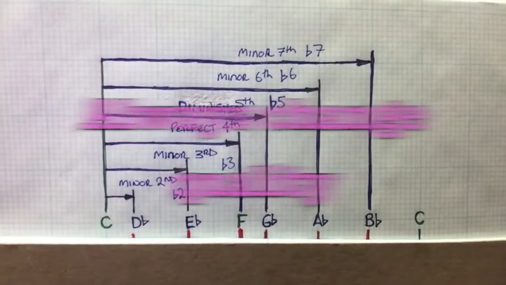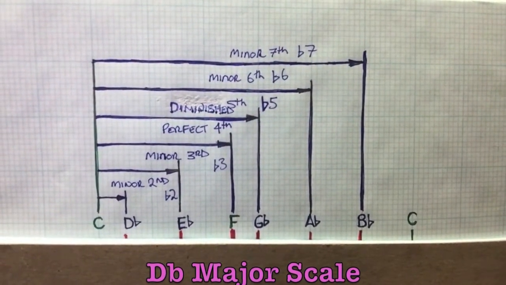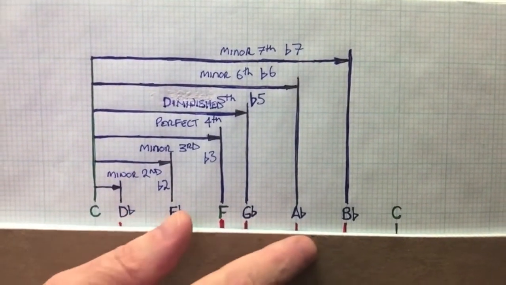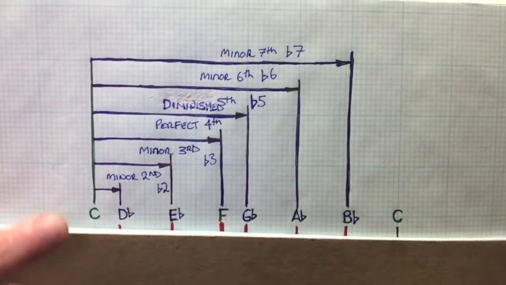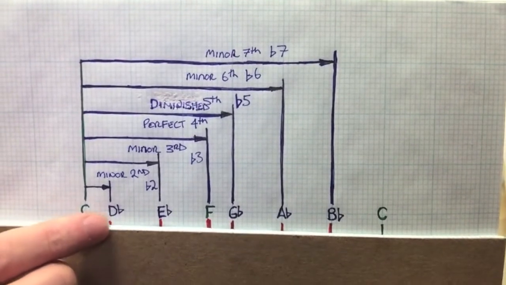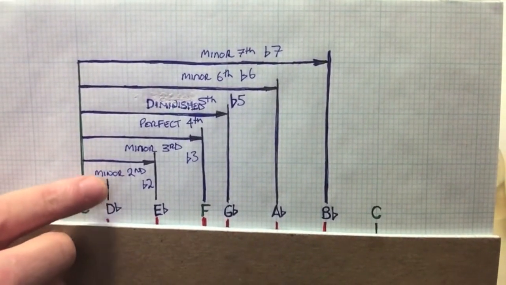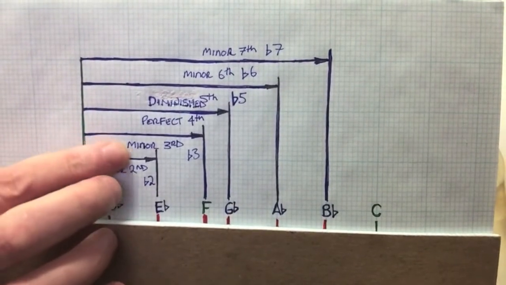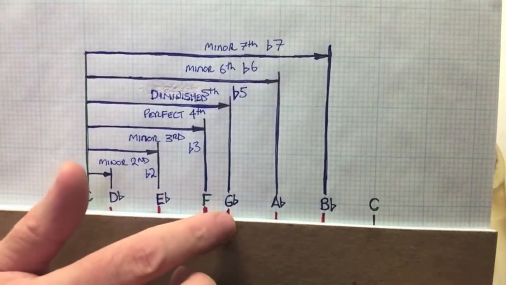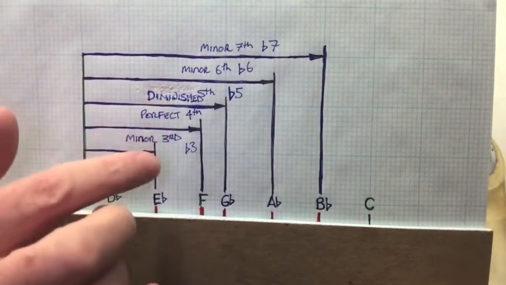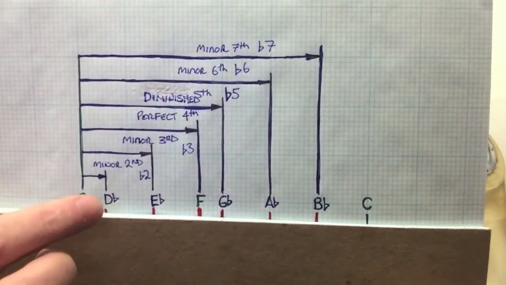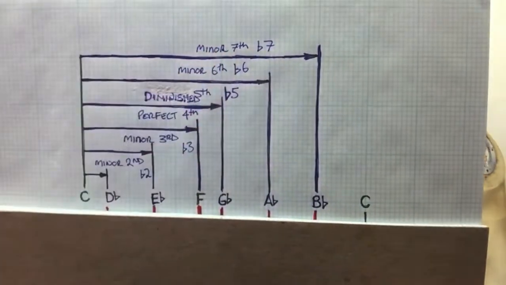Now, is that true? Okay, so this time we've got the D flat major scale: D flat, E flat, F, G flat, A flat, B flat and C, and we're working from C, so this is going to give us a C Locrian mode. We can see that C to D flat is a flat 2 or a minor second, C to E flat is a minor third, C to F is still a perfect fourth, but C to G flat is a diminished fifth or a flat 5. C to A flat is a minor 6, and C to B flat is a minor 7.